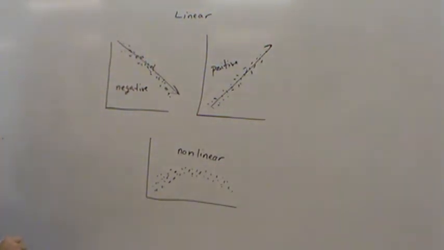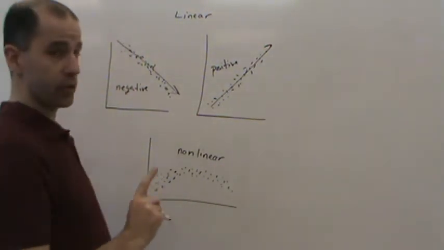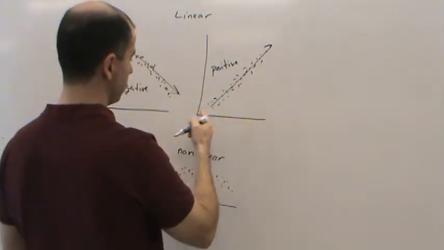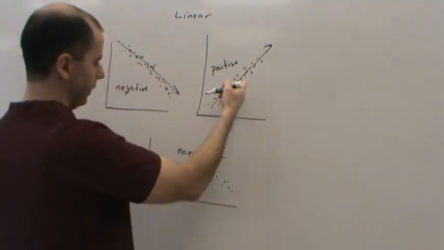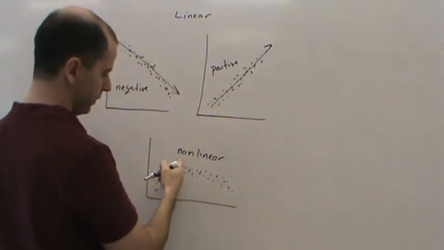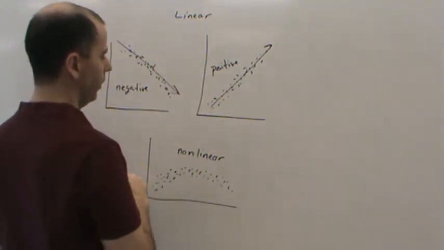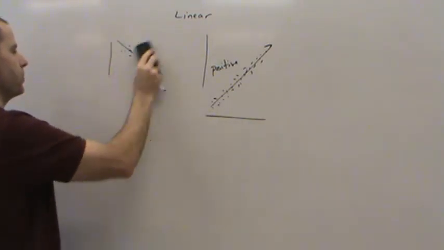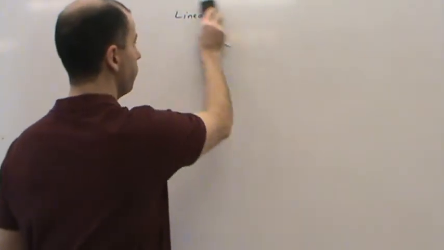Now, as far as strong, moderate, and weak, both of these here we would consider strong because look how tightly around a line it is. Even this one would be strong, but it's nonlinear. As far as the strength of the relationship, it's a little bit subjective. So when you look at graphs, you've got to understand it's subjective. At this point, we're just dealing with what it looks like.